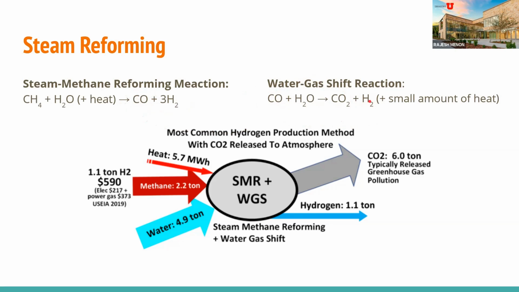Yes. So in this diagram that we found, you put in energy, heat, 2.2 tons of methane and 4.9 tons of water, and it creates 1.1 ton of hydrogen. But the downside to steam reforming is it creates all of the CO2, which isn't too good for our environment.